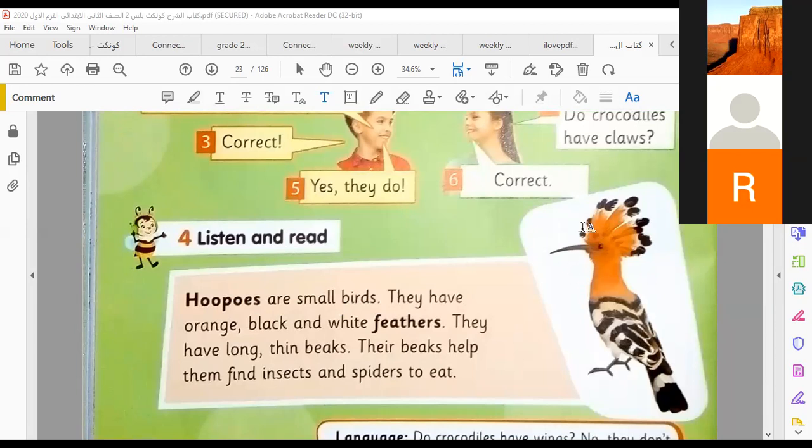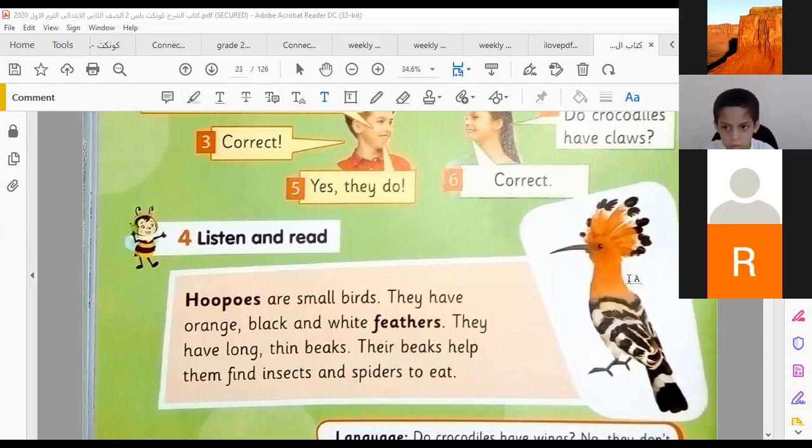Do you know this bird, students? Did you see it before? No. Okay, anyway, this bird is called the hobo. What is the name of this bird again? Hobo. Thank you very much.